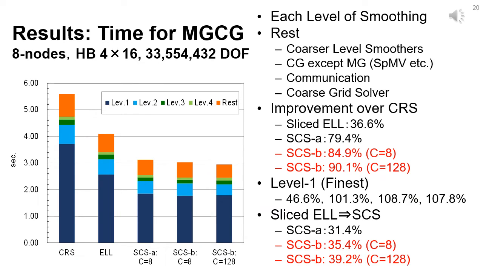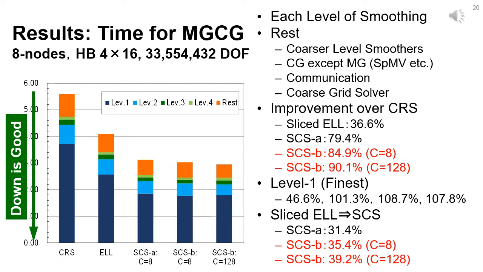This slide shows computation time of MGCG for hybrid 4x16, with 8 nodes of OFP. Time for smoothing at each of level 1 to level 4 is shown. Cell 8-8 and Cell 12-8 are applied to SCSB. Generally, improvement of performance by SCSB is excellent. Improvement over CRS is more than 80%, and it is more than 35% over sliced ELL.